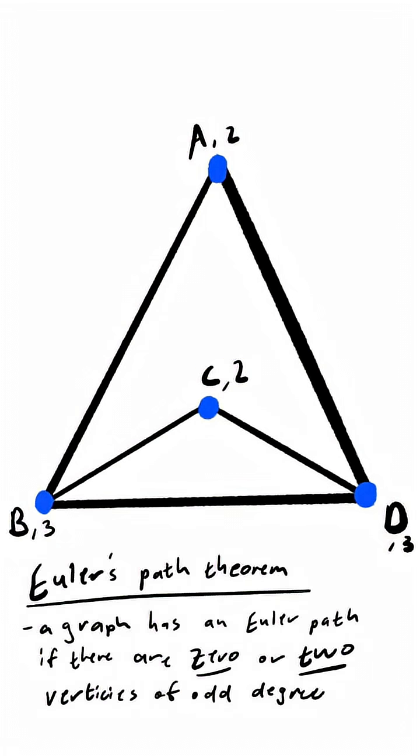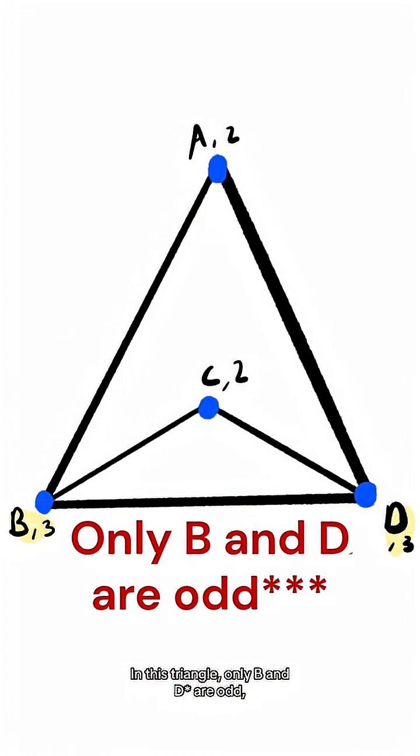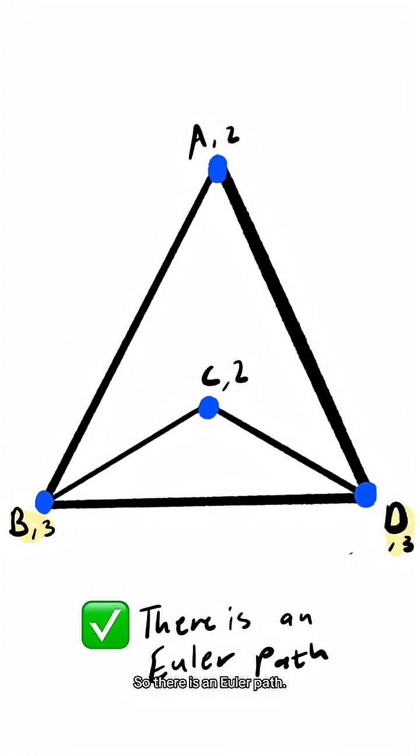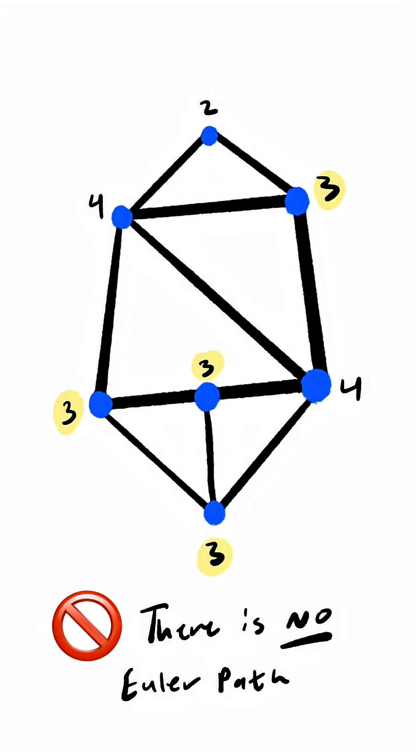Euler's path theorem says that a graph has an Euler path if there are exactly 0 or 2 vertices of odd degree. In this triangle, only B and C are odd and everything else is even, so there is an Euler path. In the first shape from earlier, there are more than 2 odd vertices, so there's no Euler path at all. But how do we actually find the path?